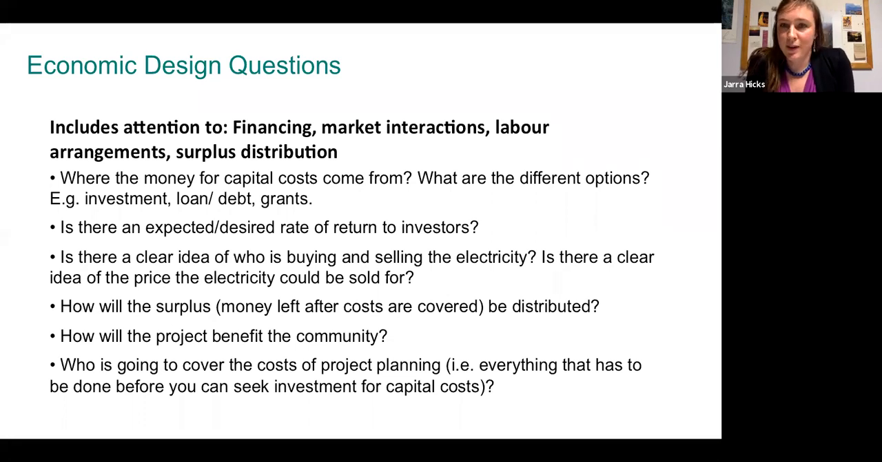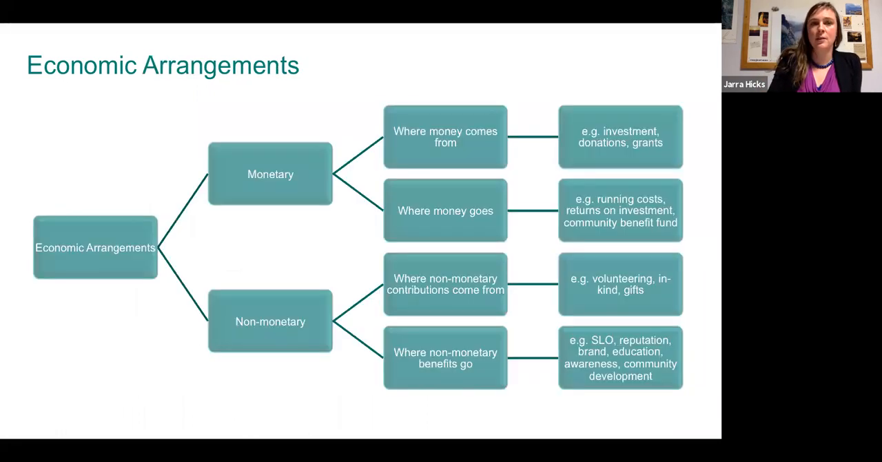Is there a clear idea for who's buying and selling the electricity? What are the options there? How is the money that's left over after your costs have been accounted for going to be distributed? And how does that help you to fulfil your motivations, for example, how does it help you to deliver local economic benefits? All of these are the questions you'll be asking as part of designing the economic aspect of your project. I think of economic arrangements as a whole range of different arrangements within a project.